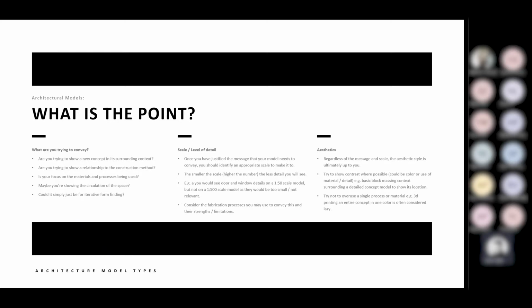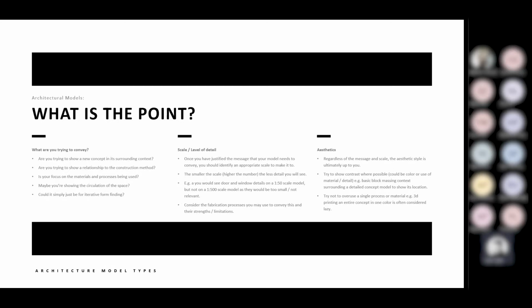So once you've justified the message that your model needs to convey, you should be identifying an appropriate scale to make it to. So for instance, if I'm trying to show people walking around my space and interacting with it, I wouldn't be going above 1 to 50, for instance, because you're not going to see people at 1 to 50. I know you can get 1 to 100 and 1 to 200 scale people, but usually at that scale, you're not going to see really what they're doing or how they're using that space.